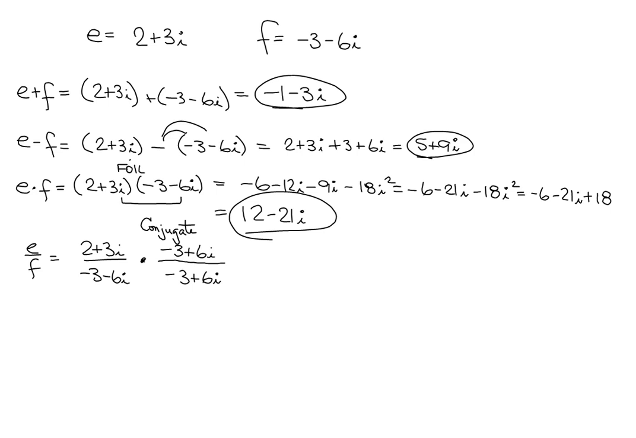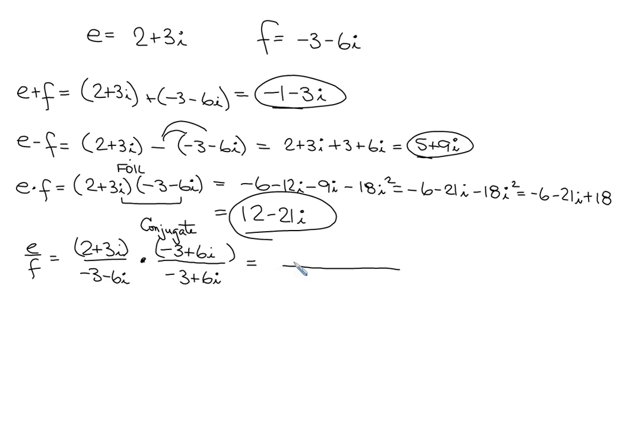And so the conjugate of negative 3 minus 6i is negative 3 plus 6i. The only thing that changes is the plus or minus in between the a and the b. Notice the a didn't become positive. It's just this sign that flips. Negative becomes positive. Positive becomes negative. What we now do is we now FOIL the top and we FOIL the bottom.